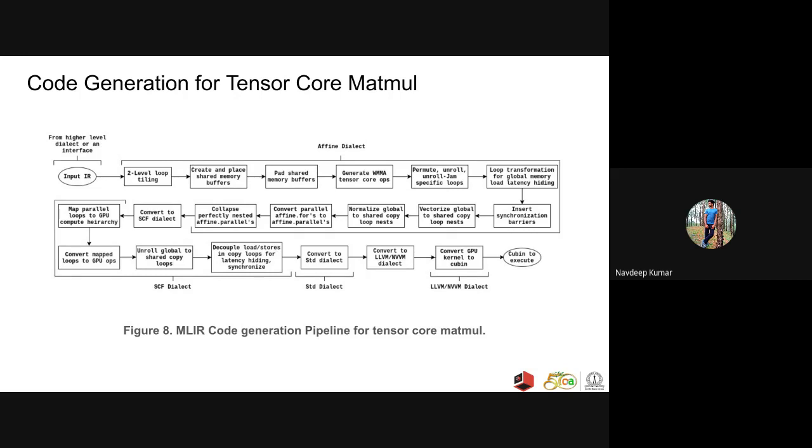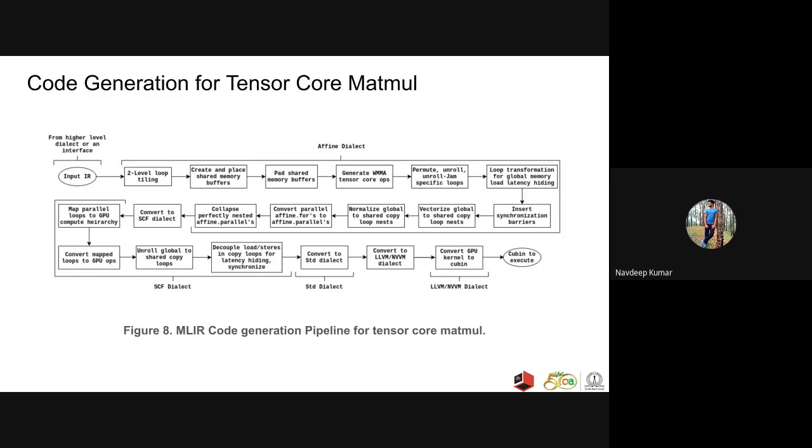You can then insert some synchronization barriers and choose to do the global to shared copy vectorization, followed by a normalization of these copy loops. Doing normalization at this point enables some further canonicalizations that we observed in the generated code.